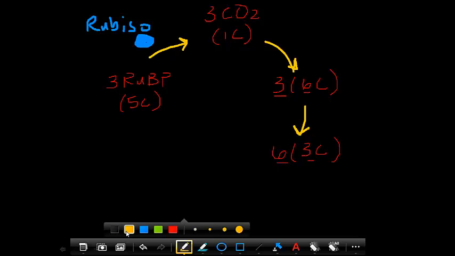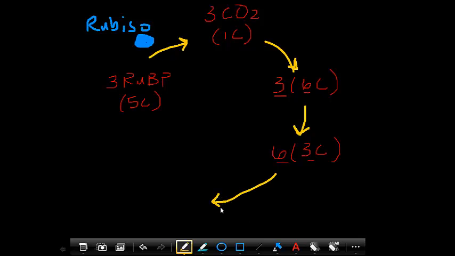So, next step is to make our G3P. Remember, there's 6 total G3Ps. So 6. Oop, I want to do that in a thinner line. 6 G3Ps. And they, remember, are 3 carbon molecules.